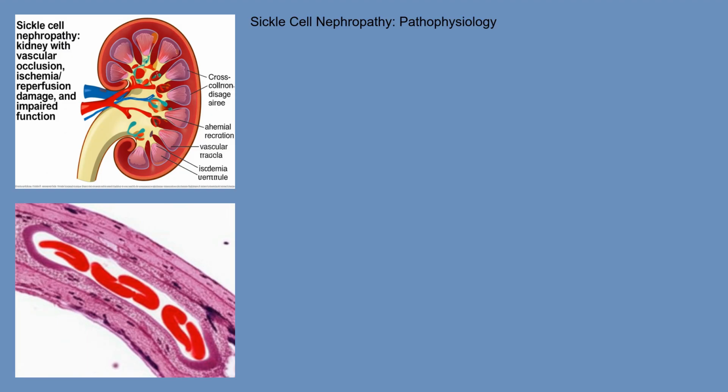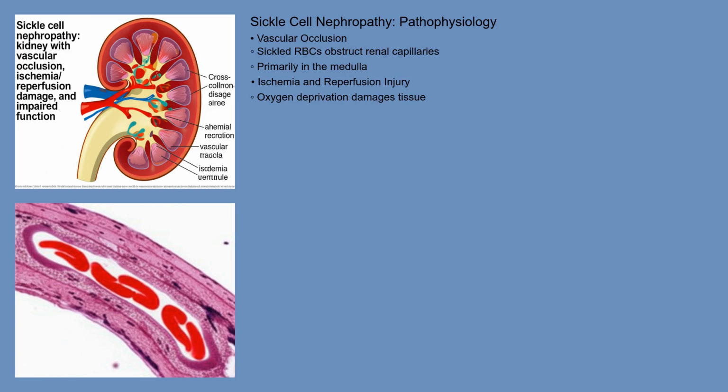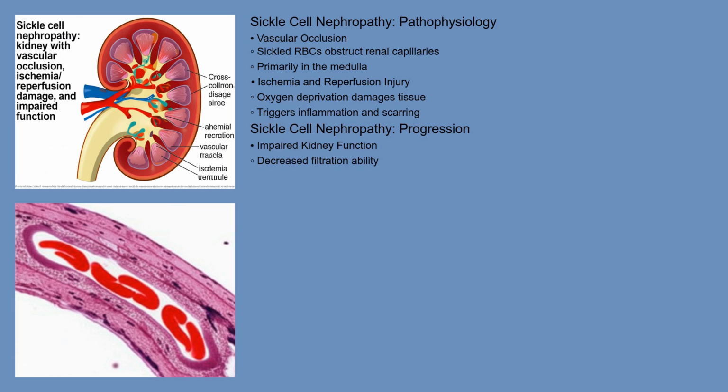to nephropathy. The pathophysiology of sickle cell nephropathy is multifaceted. The sickled red blood cells obstruct the tiny blood vessels, called capillaries, within the kidneys, particularly in the medulla, the inner part of the kidney. This obstruction leads to ischemia, or a lack of oxygen, which damages the kidney tissue. The repeated episodes of ischemia and reperfusion, the restoration of blood flow, trigger inflammation and scarring, eventually impairing the kidney's ability to filter waste and regulate fluid balance.